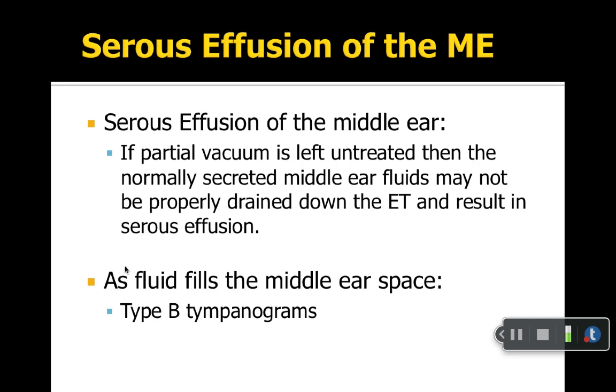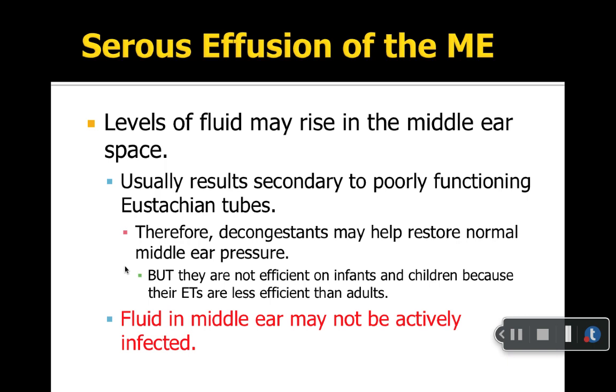Serous effusion of the middle ear is a partial vacuum if left untreated. Then the normally secreted middle ear fluids may not properly drain out the Eustachian tube. So if there's an infection, if there's fluid in the ear, that doesn't all get out. So the levels of fluid in the middle ear might rise. It usually results secondary to poorly functioning Eustachian tubes. Decongestants could help restore normal middle ear pressure.